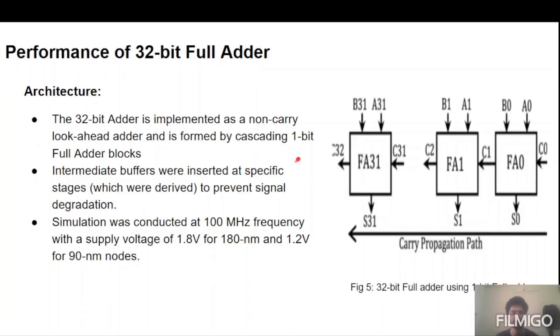Hello everyone, I am Karishman and I will continue with the presentation. So I'll speak about the performance of the 32-bit full adder.